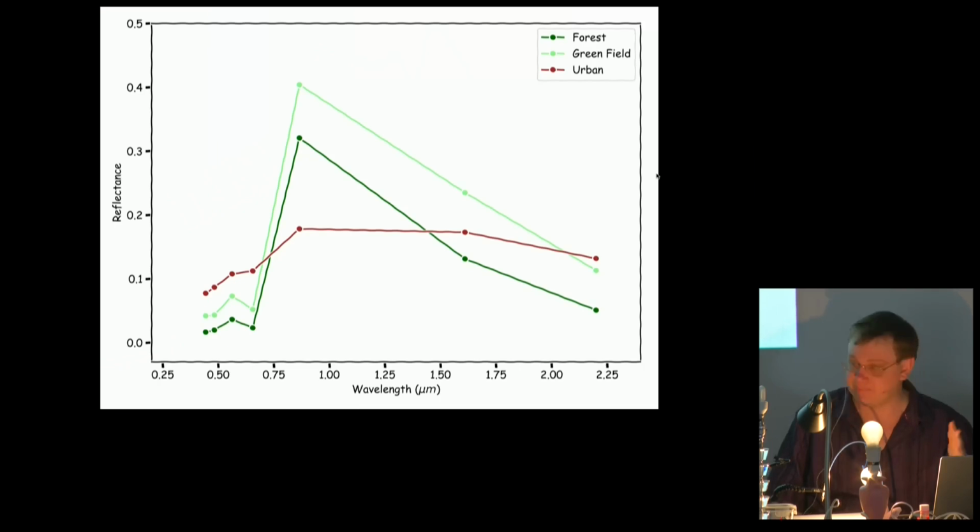So urban looks a bit similar to what we were seeing from the tarmac. It's kind of gradually increasing across the wavelengths.